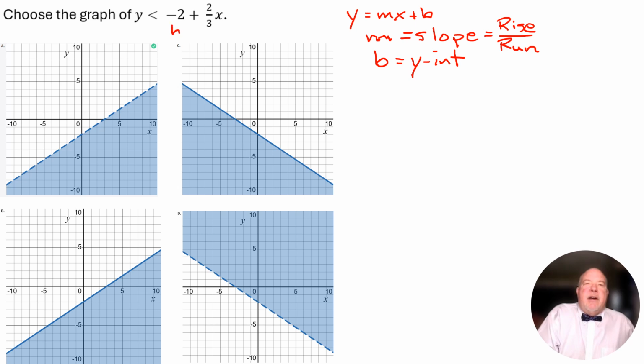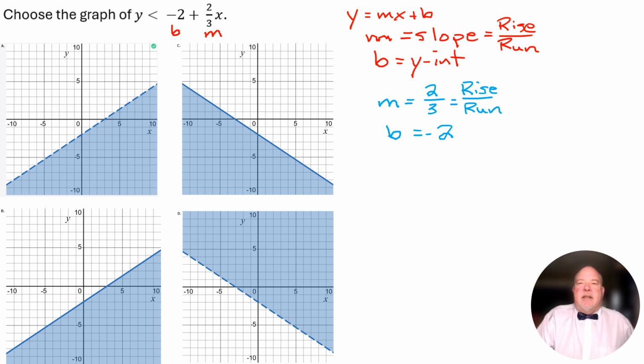Now, this one's been kind of flipped around. This is the B here, and this is the M. And I know that because the coefficient of X is the M. So they just switched it around here, but make sure you know that M is the coefficient of the X. So my M is equal to 2/3. Again, we're going to use rise over run with that. So you rise 2 and you run 3, and we'll talk more about that in a second. And then the b, the y-intercept, is equal to -2. So the graph crosses the y-axis at -2.